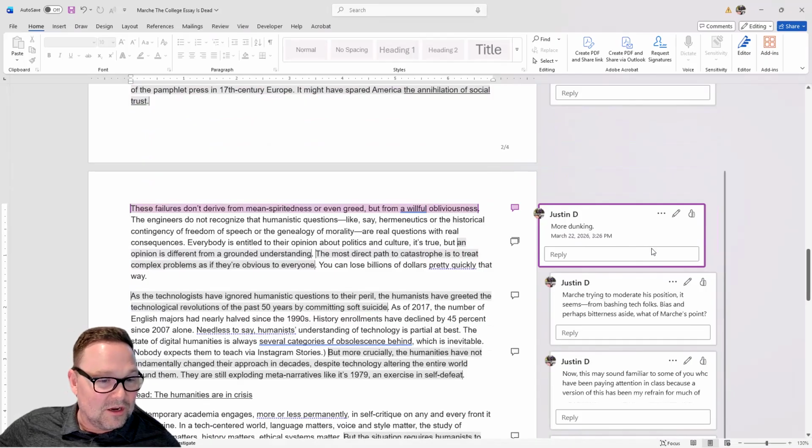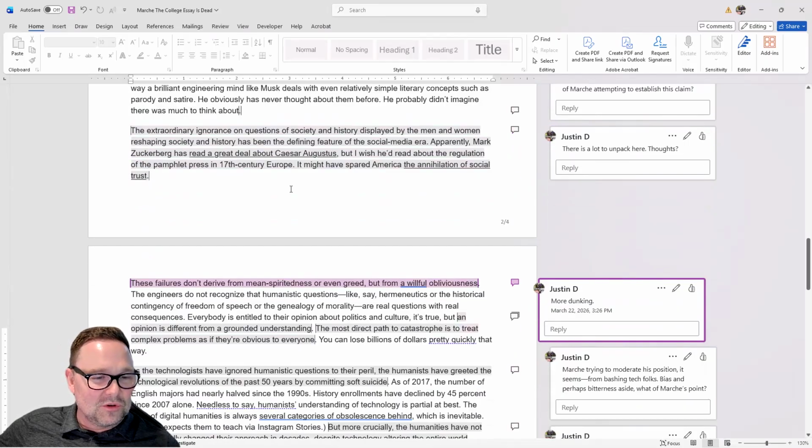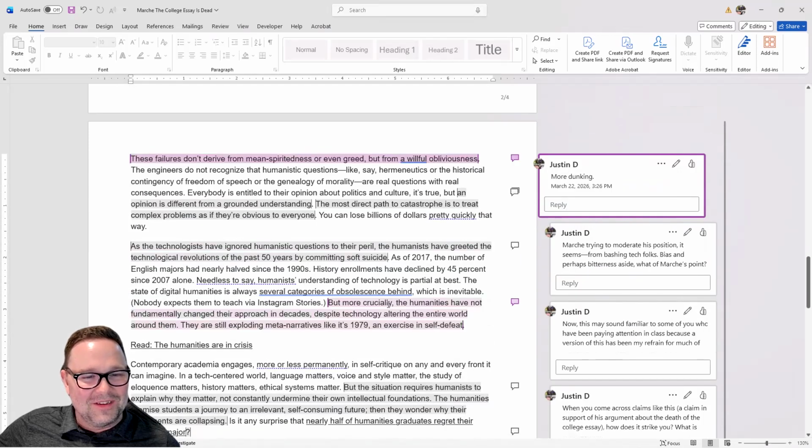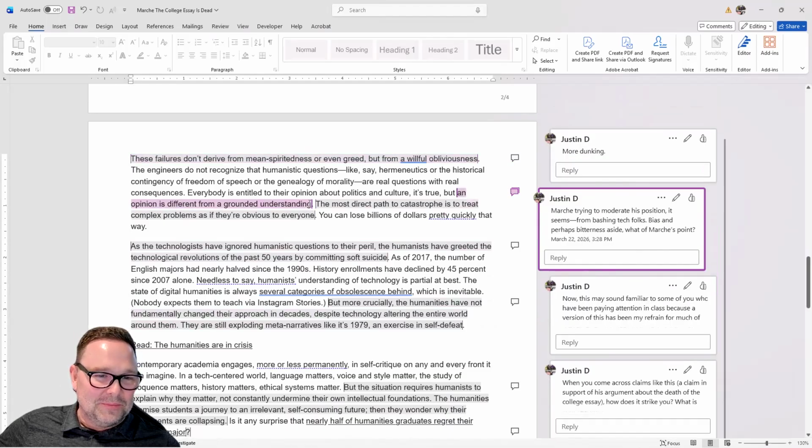In my notes here, I call it dunking on someone, like in basketball, because here's old Zuckerberg or Musk or whoever, whatever you think about them, they're just sort of standing there. Here comes March, just sort of savaging them. And it's funny because it seems like March is trying to moderate his stance perhaps a little bit by saying, yeah, it's not because they're mean-spirited or greedy, but a willful obliviousness. I mean, he's trying to be nice about his criticism, I guess.